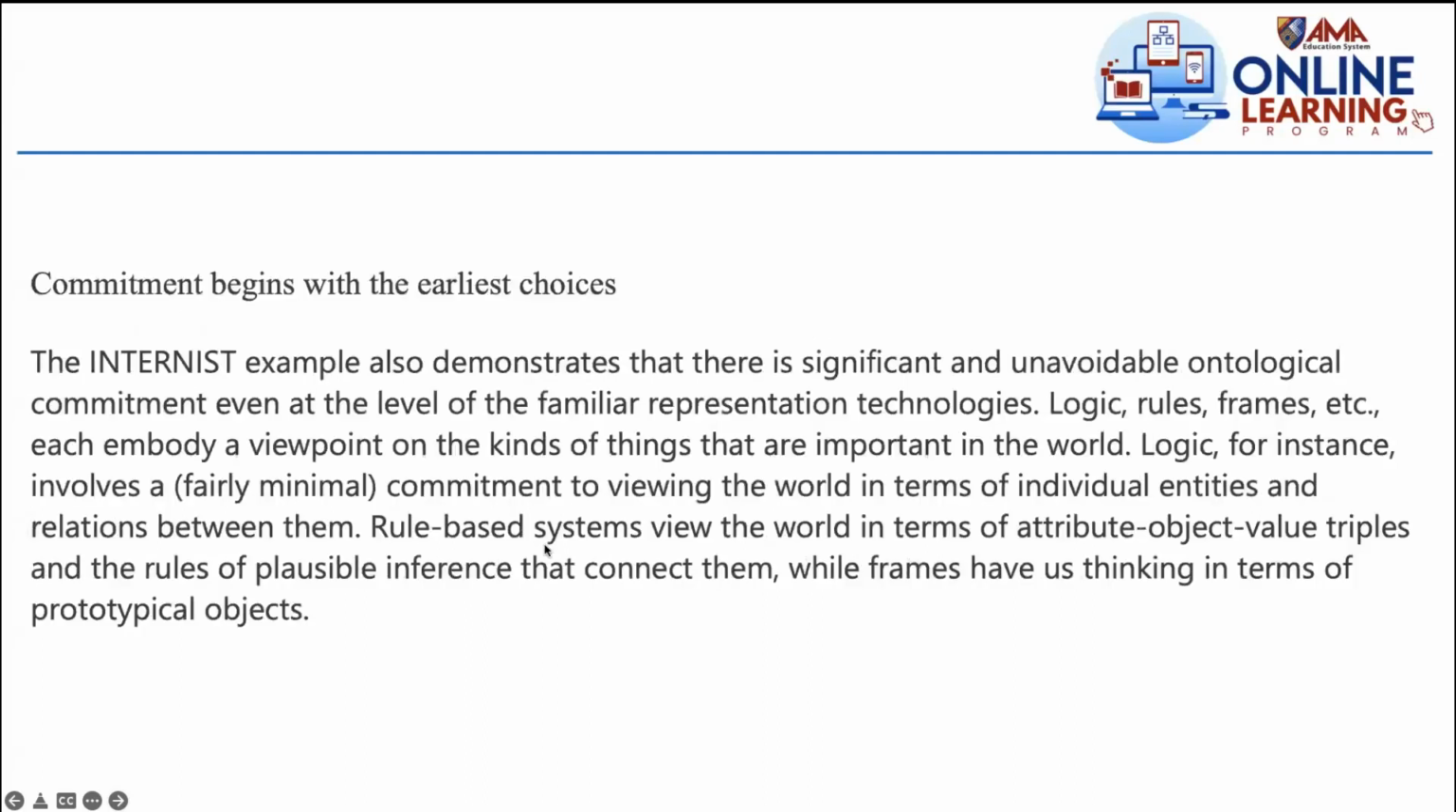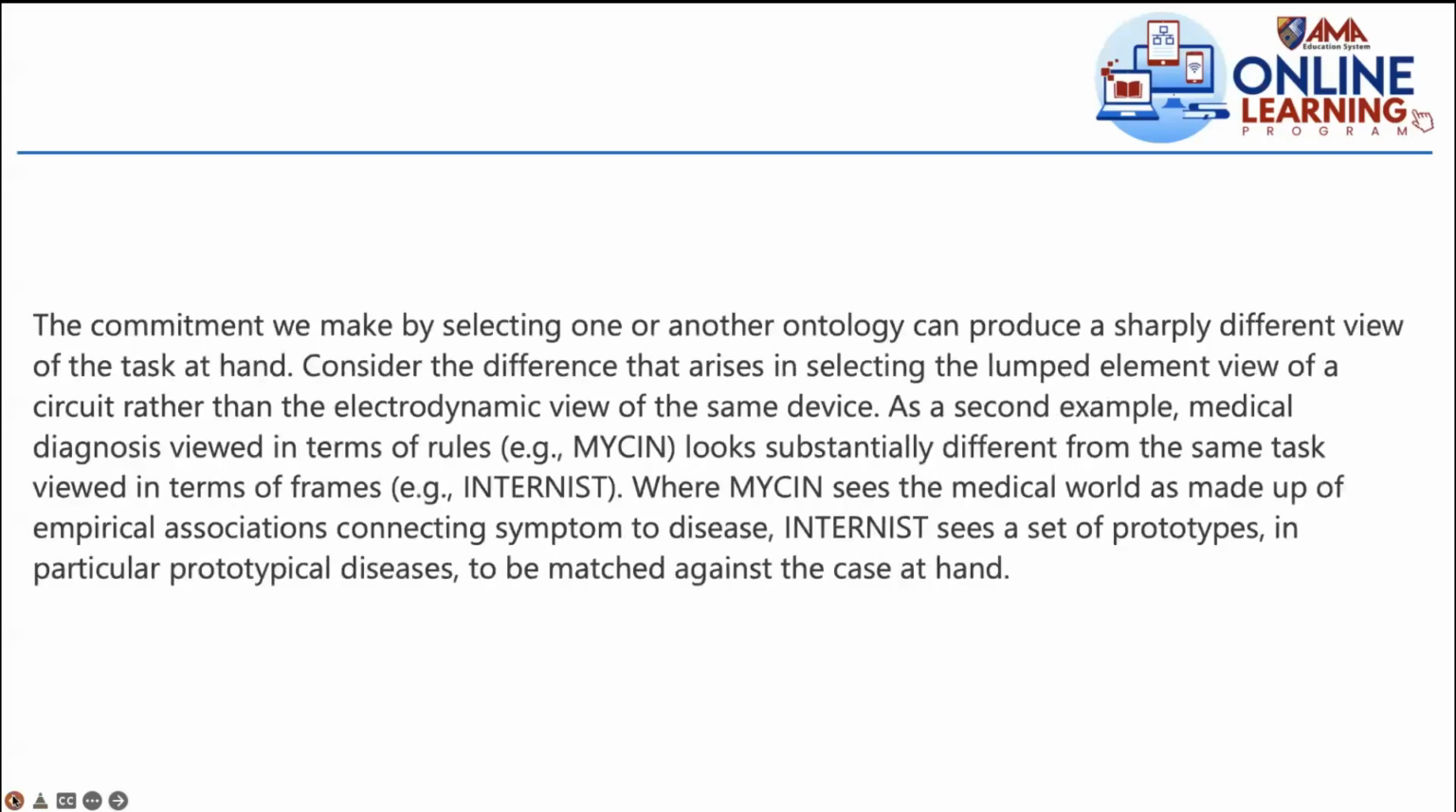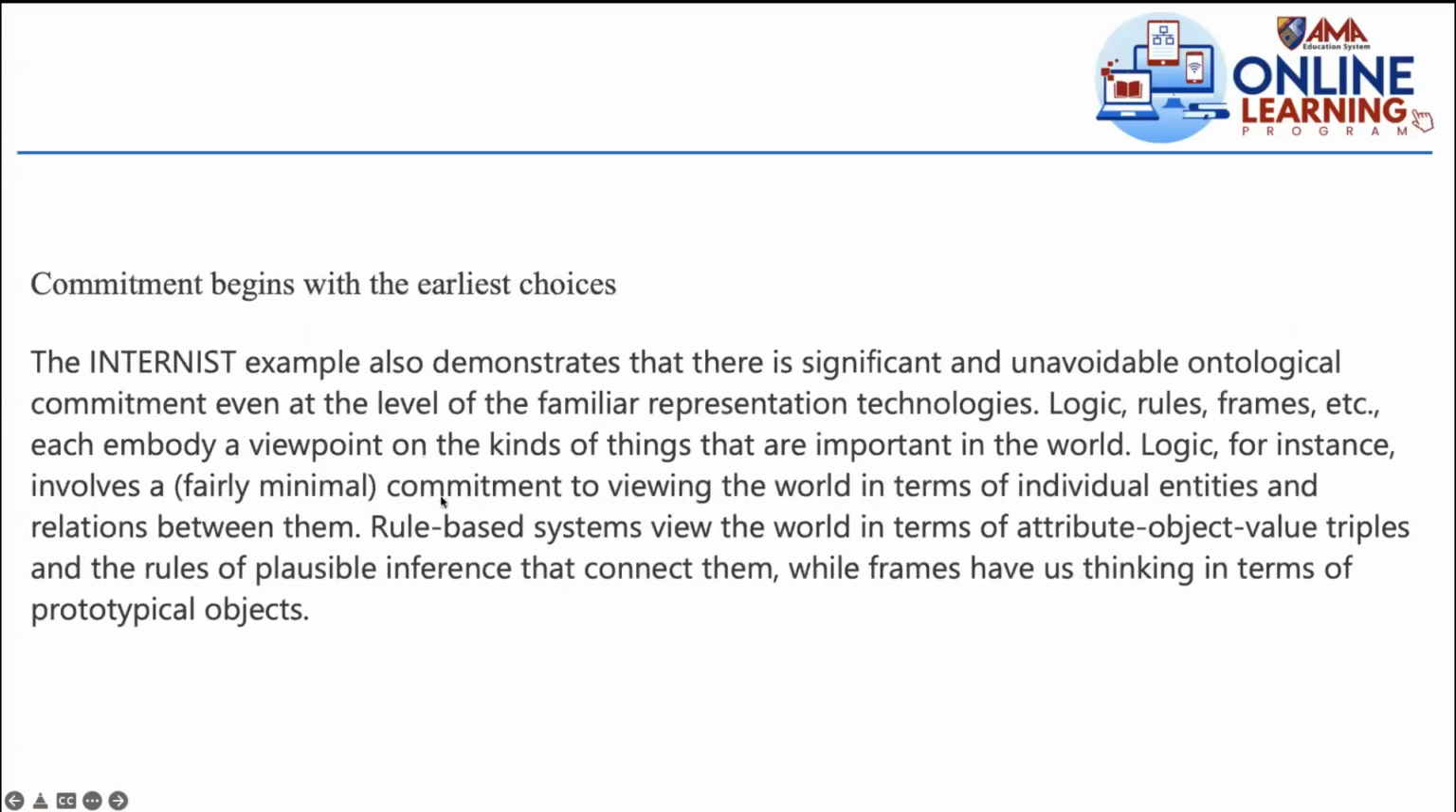So as you notice, right? Okay, commitment begins with the earliest choices, meaning the choice of the technique. So the internist example also demonstrates that there is a significant and unavoidable ontological commitment, even at the level of the familiar representation technologies. The internist software uses what? Frames, no, as the technique to represent knowledge. Logic, rules, frames, etc. Each embody a viewpoint on the kinds of things that are important in the world, no? So because it's different, it's like a different point of view.